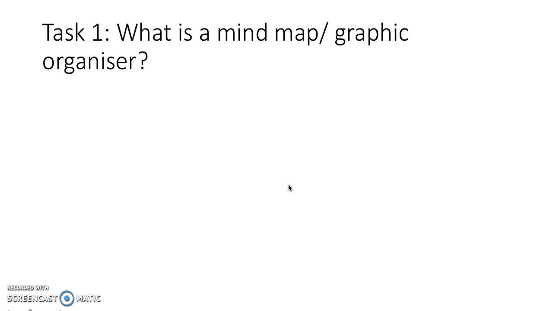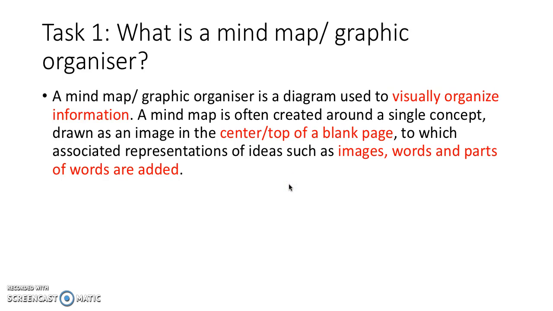Now, the second thing is, task number 1 was to ask you to do a mind map. If those of you have taken the additional effort to Google this, or even look at the dictionary to find out what a mind map or graphic organizer is, it is something that we use to visually organize ideas. A mind map is usually created around a single concept and is drawn as an image in the center of a blank page, and you can represent ideas through words, images, or even parts of words.